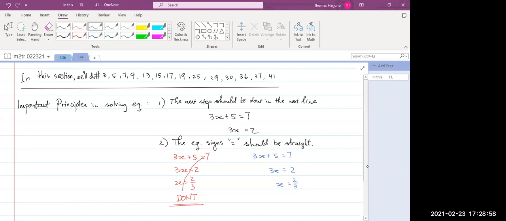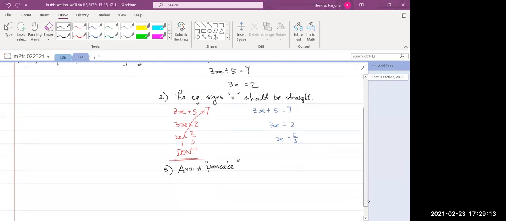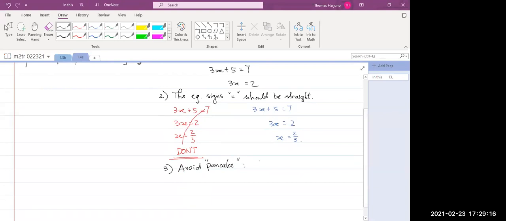Okay, next. Avoid pancaking. Especially at this level, I cannot stand people who do pancake. 3x plus 5 equals to 7. Some people like to do it this way, minus 5, minus 5. So 3x equals to 2, and then divide by 3, divide by 3. See, Thomas, I get the same answer.